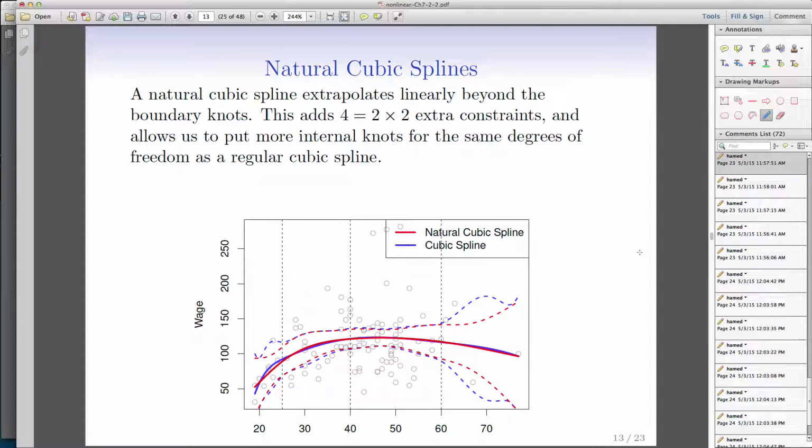There is another version of the splines which does slightly better than cubic splines at the tails, which are called natural splines. In natural splines, you put 4 more constraints, and what you do is make sure at the tails you have linear functions. So you have cubic splines in the middle, and at the tails you have linear functions. Why do we do that?